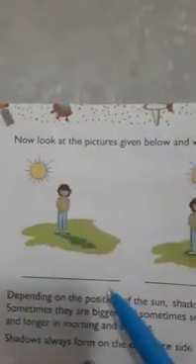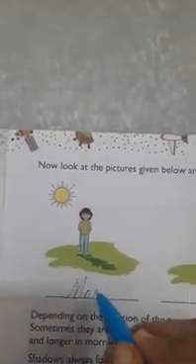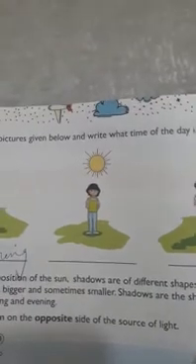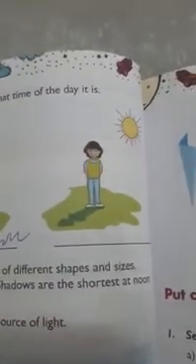So look at these pictures. Now look at the pictures given below and write what time of the day it is. So when you stand in the sun in the morning time, you get this type of shadow. So this is morning time. Okay, and when the sun is on your head and you are getting the straight shadow at your legs, so this is afternoon. And where you are getting your shadow towards your right, so this is evening.